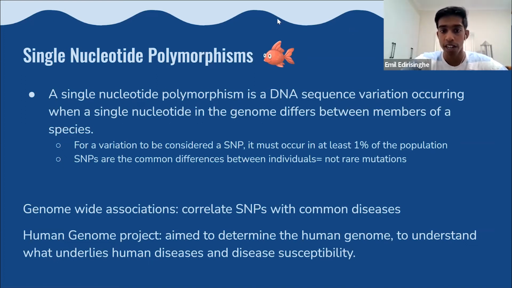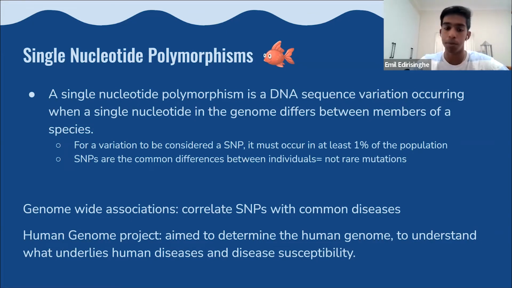So for a variation to be considered a single nucleotide polymorphism, it must occur in at least 1% of the population. Essentially, if there's a sequence of DNA like ATCG, some proportion of the population might have an ATTG instead of ATCG, and this would be considered a single nucleotide polymorphism. You can tell from the name, because it's a single nucleotide, so one nucleotide polymorphed, changed into something else. Genome-wide associations then correlate these single nucleotide polymorphisms with common diseases.